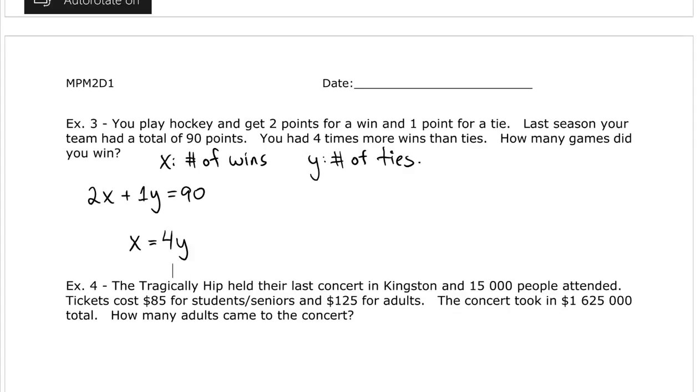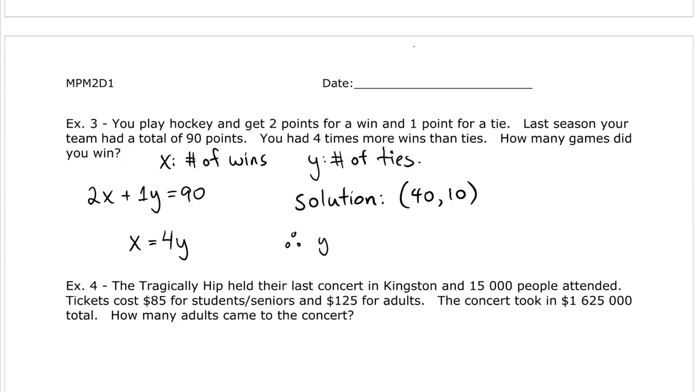So let's write that down. Solution is 40, 10. So what does this mean? Well, x is the number of wins. So therefore, our team won 40 games, and tied how many games? Well, we tied the y value number of games, so tied 10 games.